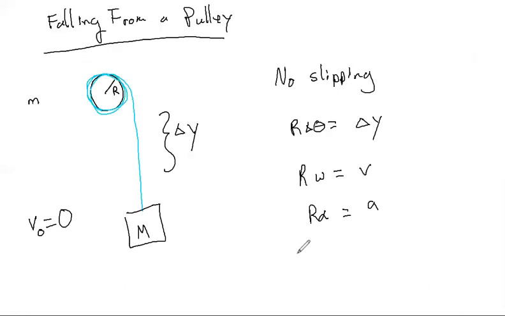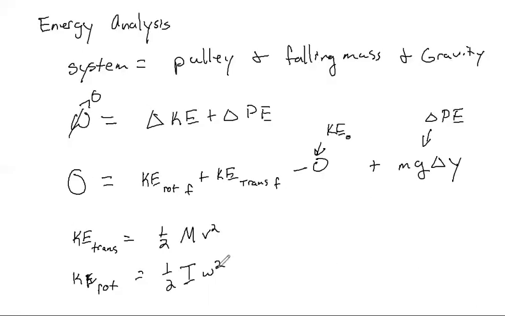Now I need to tell you something else. We're going to assume that the pulley is a solid disk, in which case we have an explicit formula for the moment of inertia. So this is going to be 1/2 times 1/2 the mass of the pulley, little m, times the radius of the pulley squared times omega squared. Just equating these.